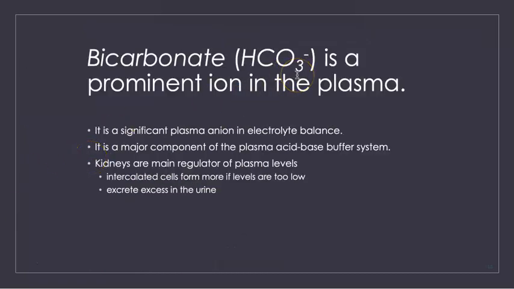Bicarbonate is another important ion. Again, its main job is to help buffer acids, the hydrogen ions. And again, the kidneys are going to be the main regulators of these levels. So if there's not enough, you'll retain it. If there's too much, you will excrete it in your urine.